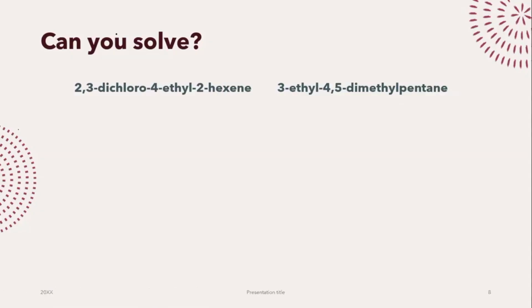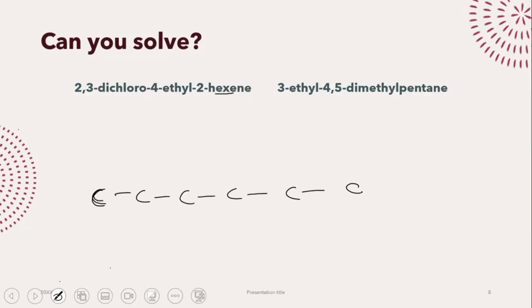So first of all, let's take a look over here. I have given you the name. Can you draw the compound? Let's see. First things first, we have hex. I want you to identify hex. Hex means 6 carbon atoms. So you will draw 1, 2, 3, 4, 5, 6. Then you can see we have been given ene. Ene means alkene, right? Ene is the suffix for alkene.